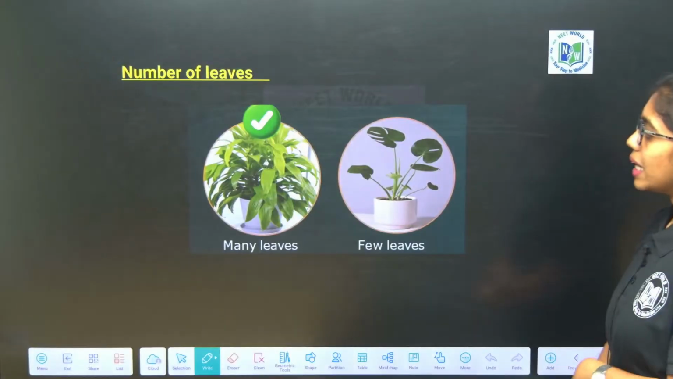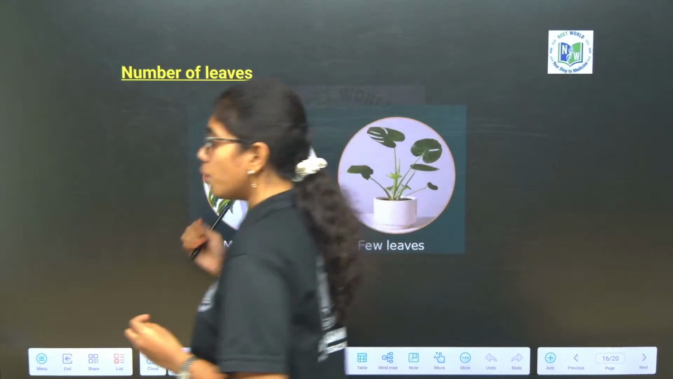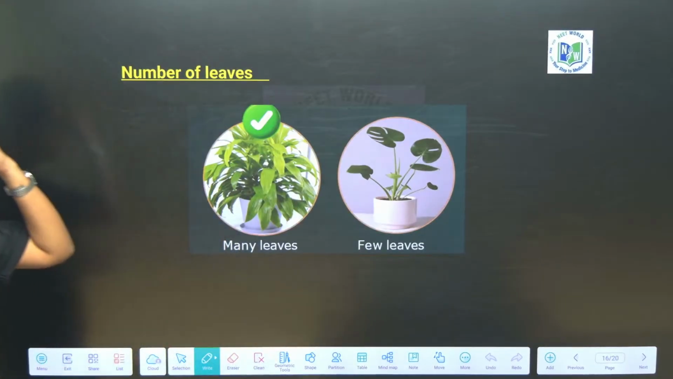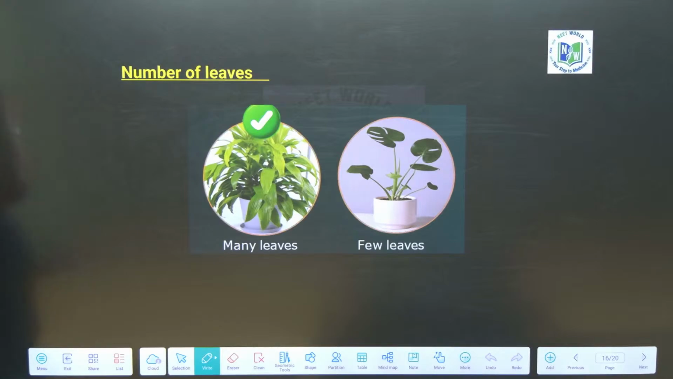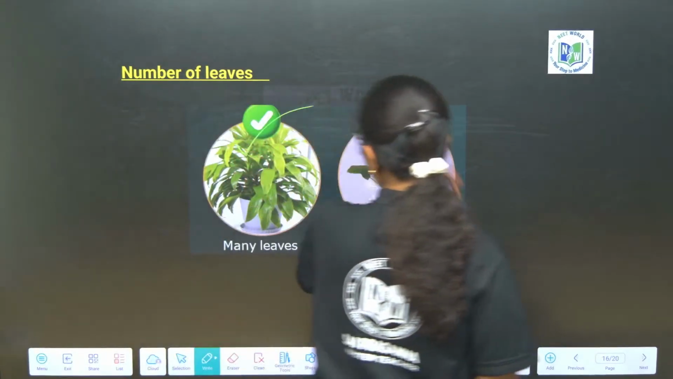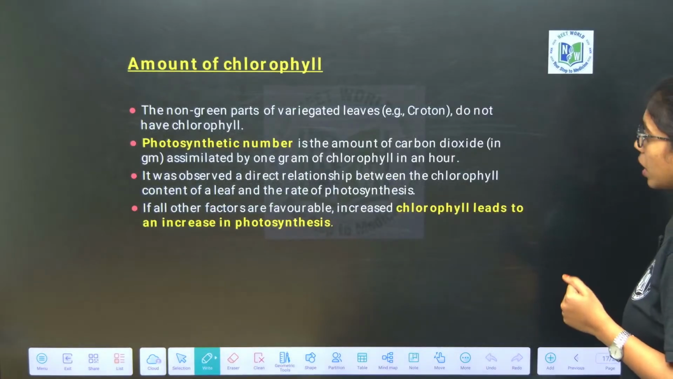Next, you see number of the leaves. Those plants which have a high number of leaves will conduct maximum photosynthesis. Those plants which have very few leaves will conduct less photosynthesis. So, maximum number of leaves will increase the photosynthetic rate.